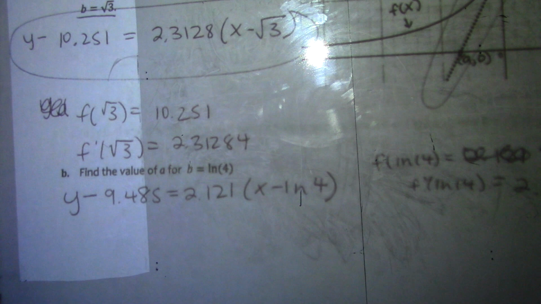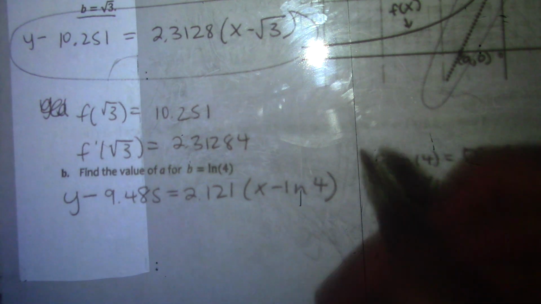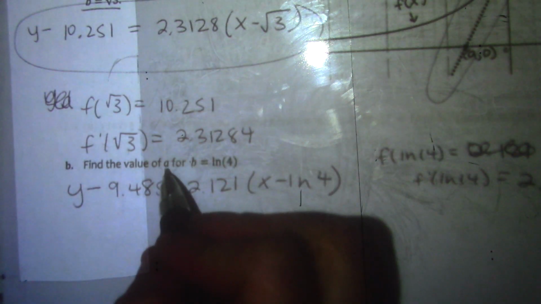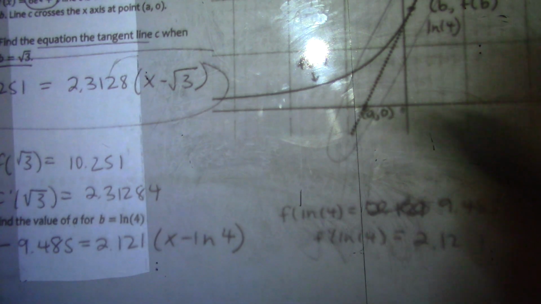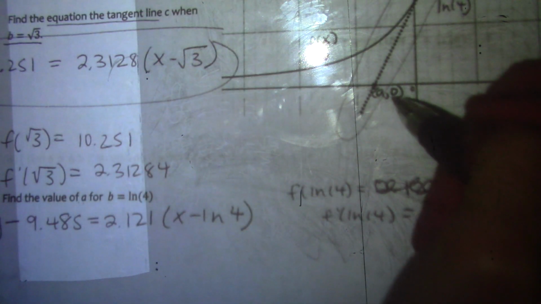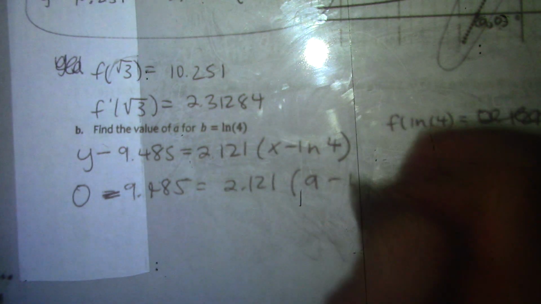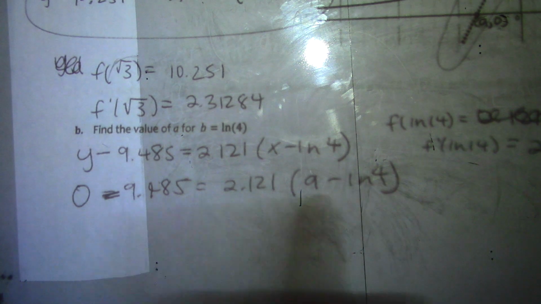Now, what I asked for was the value of A. That is not the equation of the tangent line. I'm going to need the tangent line, but that's not what I asked for. I want to know what is the value of A. A is the point where it crosses the x-axis, so I'm saying at what x value will the y value be 0. So let's plug in y is 0. That's a minus, not equals. And I'm looking for what value of A makes this true.